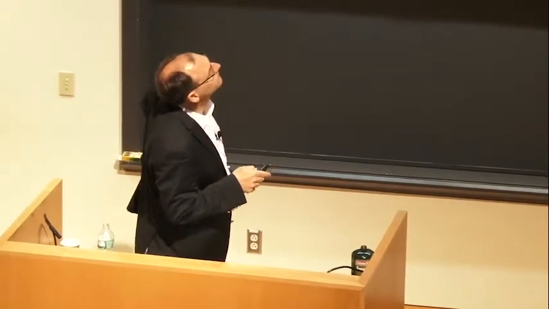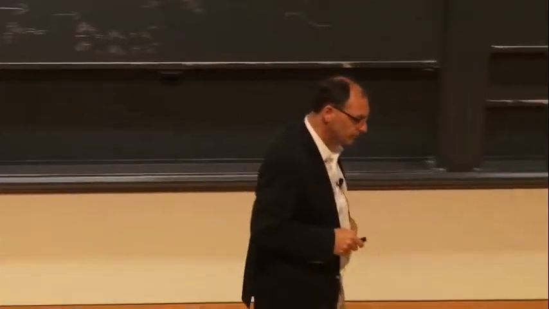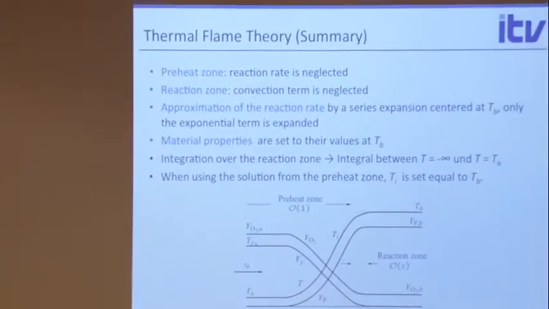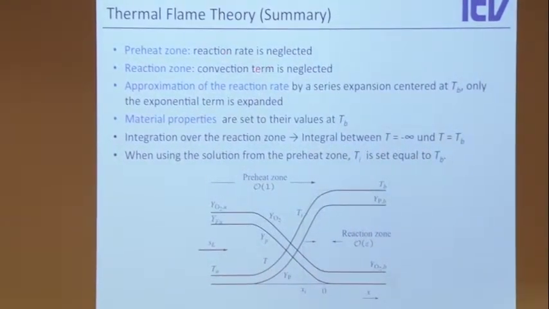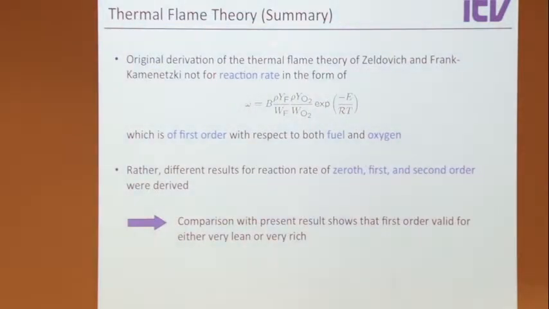Okay? So, see what this says here. This is just a summary again of the assumptions. Preheat zone, we neglected the reaction rate. Reaction zone, we neglected the convection term. And we made some approximations. I mean, you can go through this. We just talked about this. But these are all the assumptions we made.